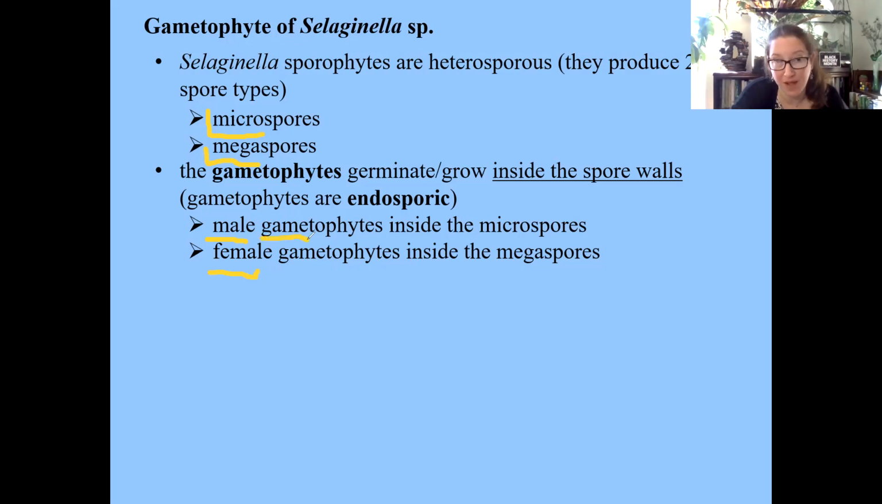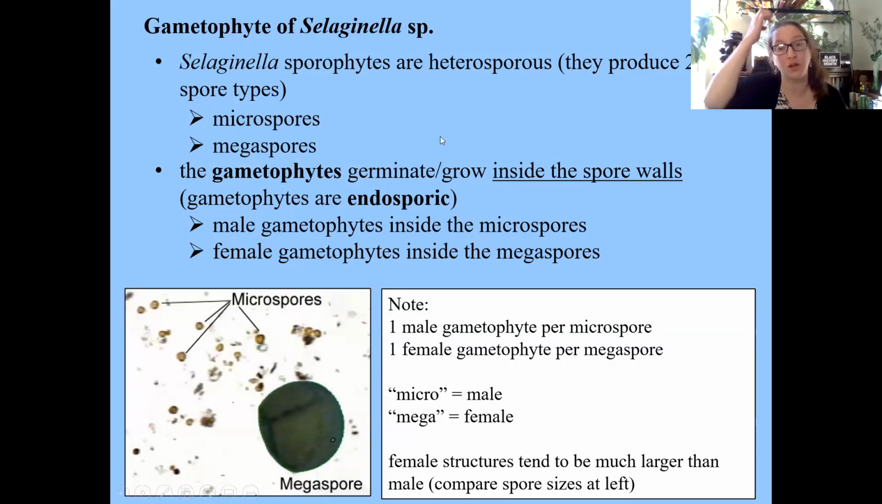And the male gametophyte plants will grow inside of the microspores. And the female gametophyte plants, yep, you guessed it, grow inside of the megaspores. So this concept of two types of spores is different than we're used to having so far. Look, here's that size thing I was just talking about.